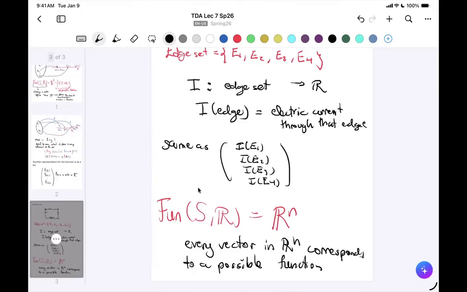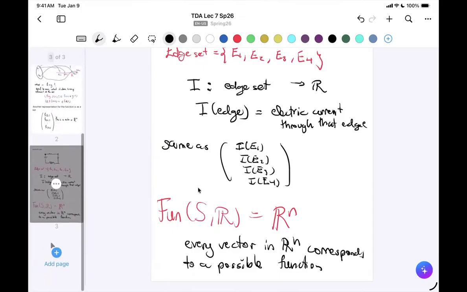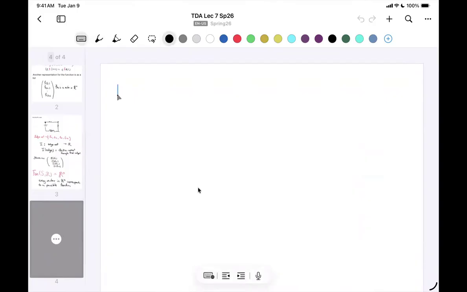In this case, because I drew it as having four edges, I would think about it as being R4, right? In fact, this is a little bit of an abuse of notation, but it is a very common thing that you would see. So I'll call this an abuse of notation, but that is really how we're going to use it in a couple of minutes.